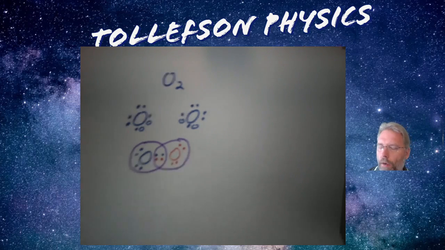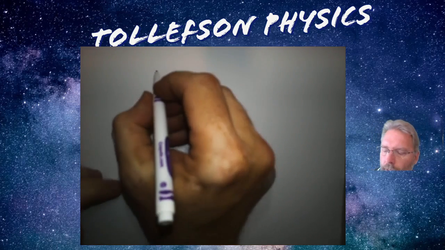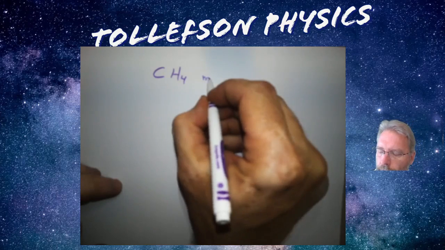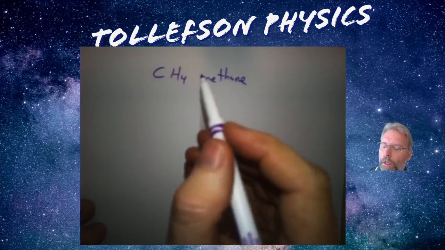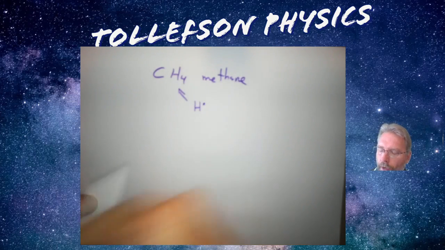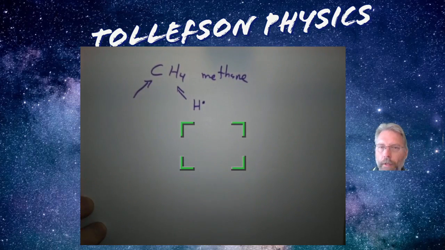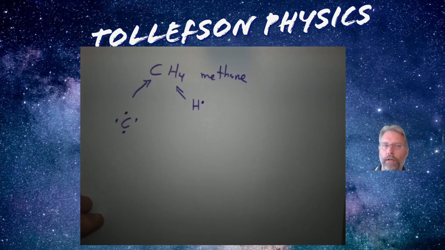All right, let's look at one more molecule. Let's go with the simplest organic molecule I can think of. It's called methane. Methane is CH4. We already know that hydrogen has just 1 dot on it. What about carbon? Carbon is in column 14, which means it has 1, 2, 3, 4 valence electrons. To fill those 4, I'm going to take 4 of these, and it's going to work.